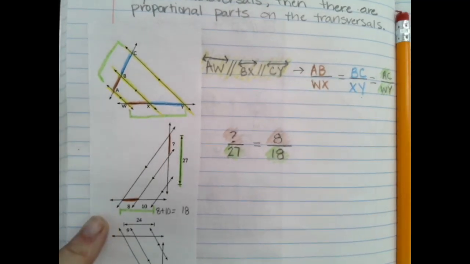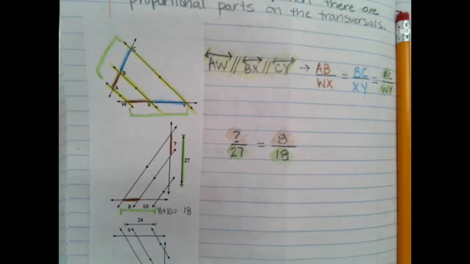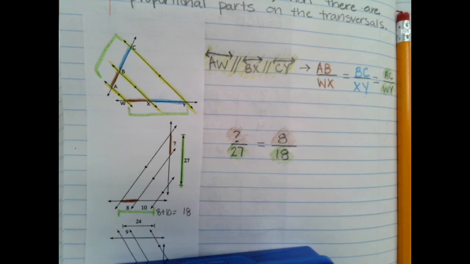All right, if you set this up a different way, if you were working ahead, another one that would have worked is putting question mark over 8 and then 27 over 18. Okay, so remember there's a couple ways to set these up.